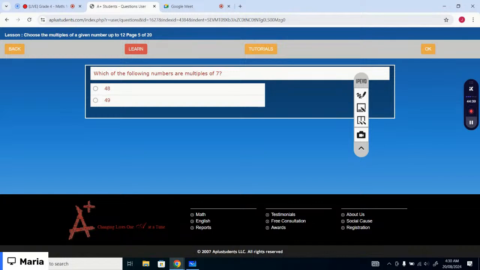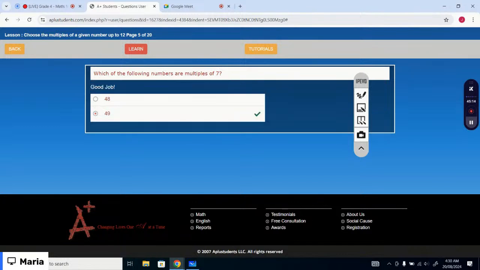The next one is which of the following numbers are multiples of 7? So which is the correct option? The correct option is 49. 7 times 7 makes 49. So option number 2 is the correct option.